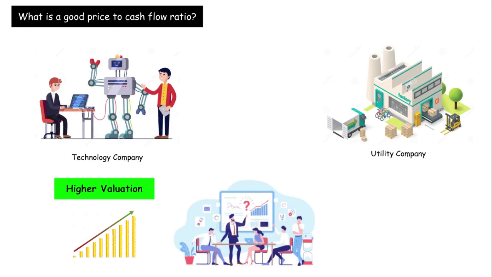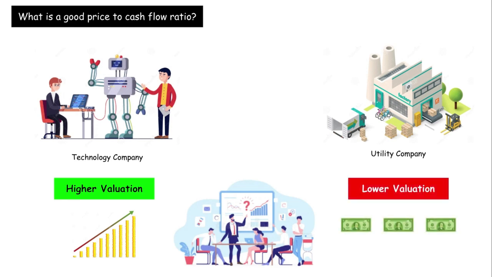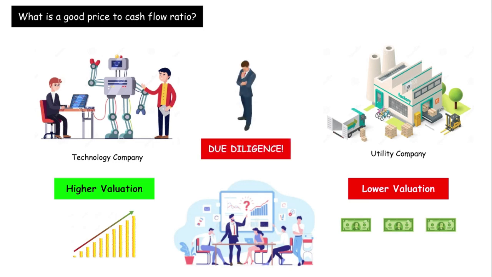On the other hand, investors will more likely give the utility company a lower valuation because although the company has stable cash flows, it has fewer growth prospects. It is up to the investor to do his or her due diligence on a company to figure out if the price-to-cash flow ratio a company is trading at is justified, or if it may be over or undervalued.